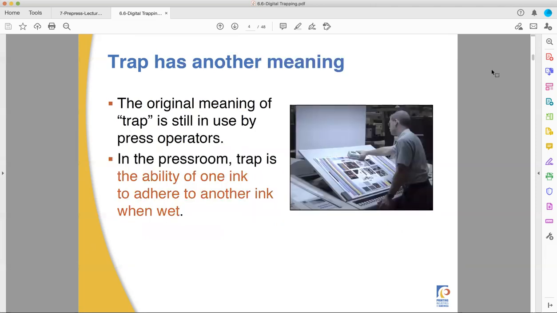There's another name for it. Trap is also something people talk about in the press room when they're talking about how well one ink sticks to another. So if you're printing them on top of each other, the ink trapping on there is the ink sticking to the other ink that's still wet so you can print quickly. But that's not the meaning we're really focusing on. We're focusing on that overlap because that's the one that's quite important for making a good looking print.